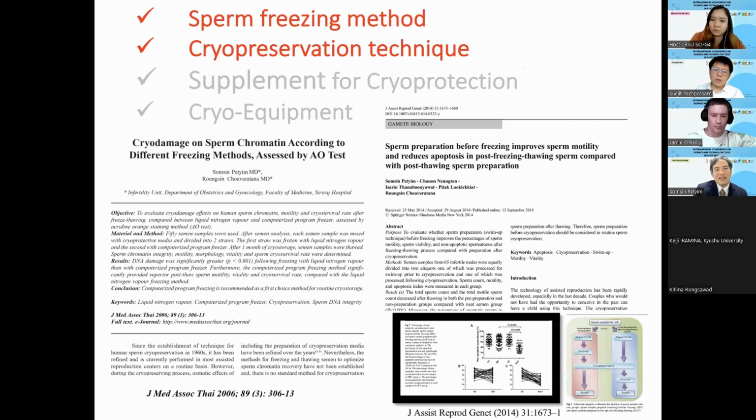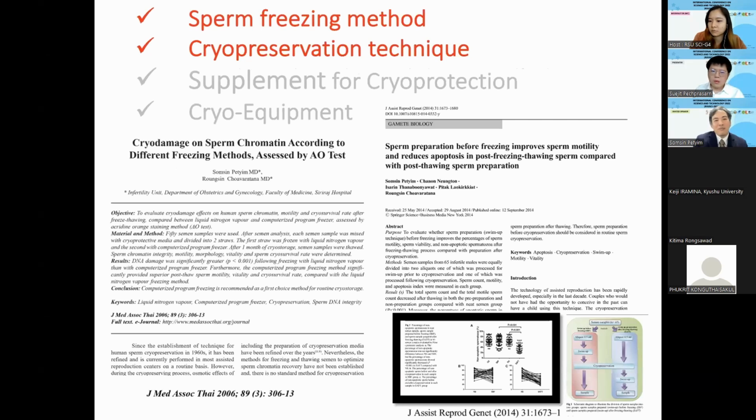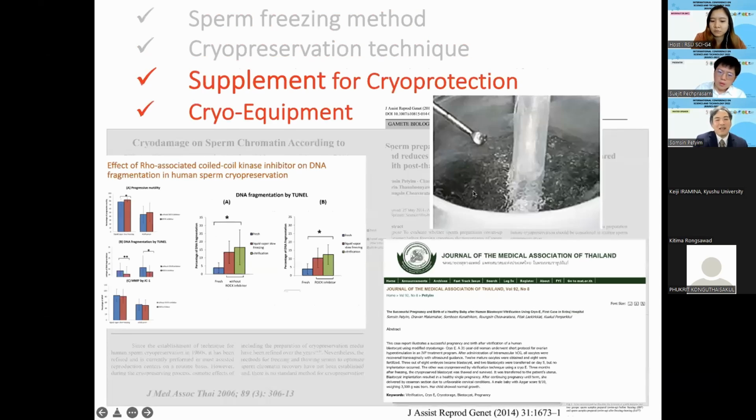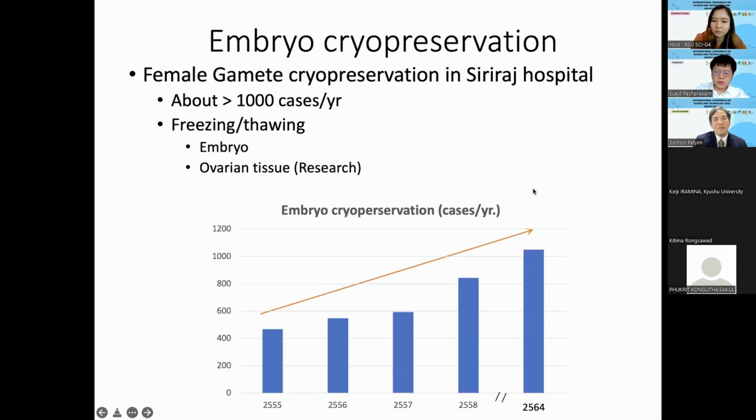So in our clinic, we do research to select the best way to freeze sperm, and we optimize the method of freezing. We optimize the technique of freezing, and we use a supplement, and we try to use equipment to freeze the sperm, as we did in the past.